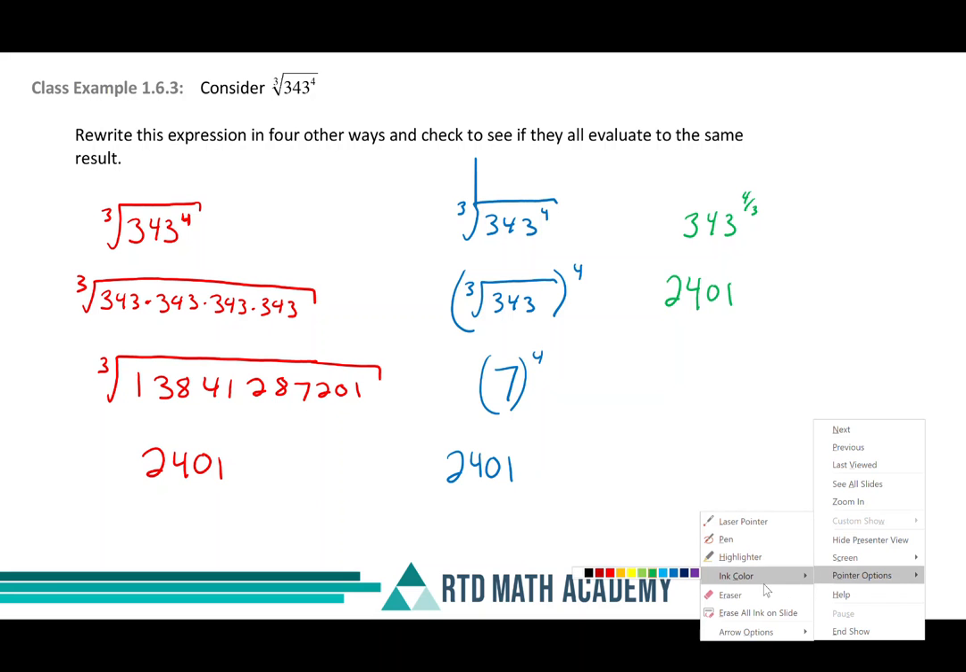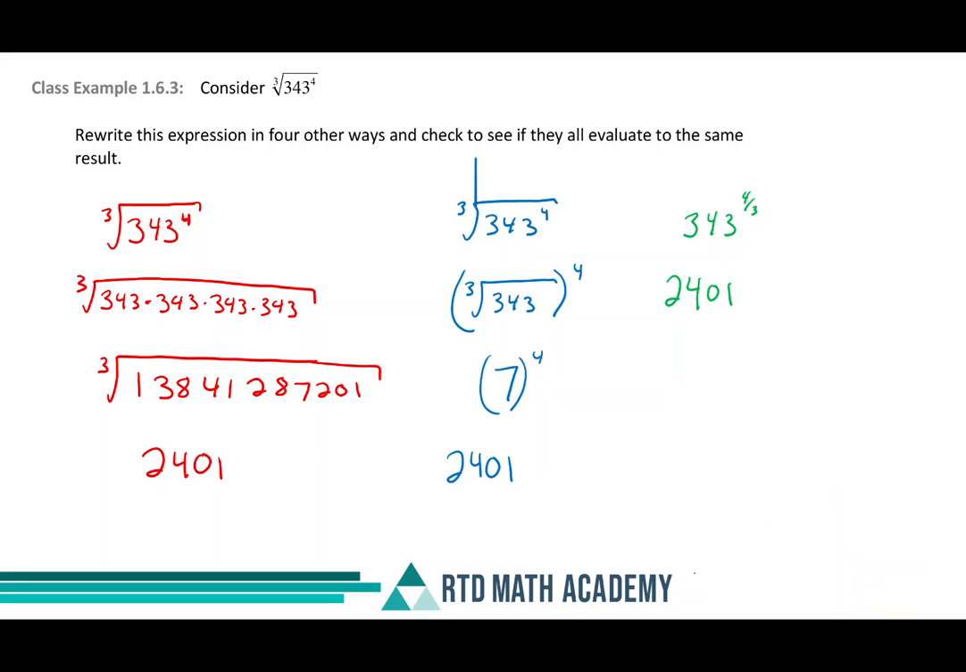The blue one for me is nice if you have to do it in your head, but I still didn't want to put 7 to the power of 4 into my head. You could do 49 times 49 if you really needed to.